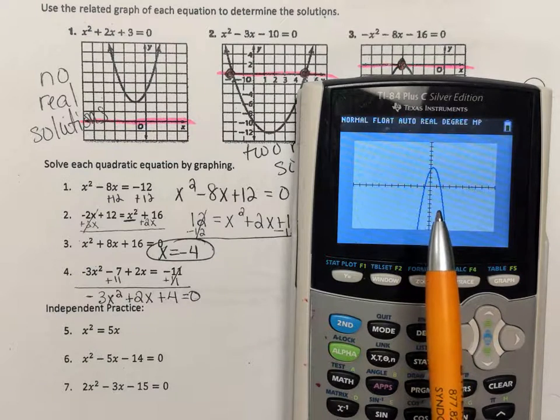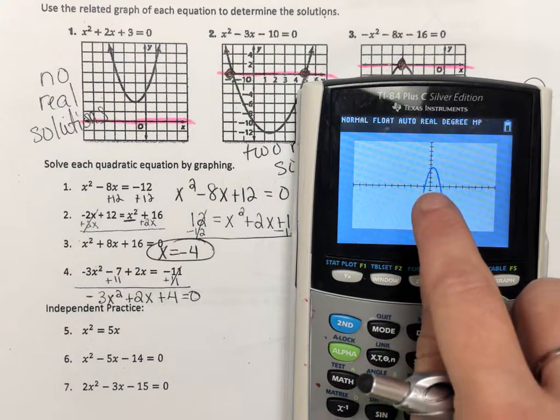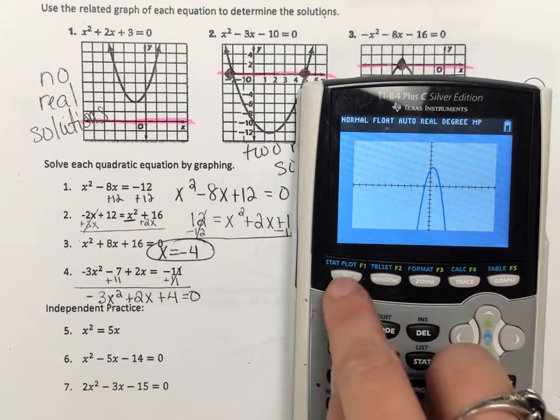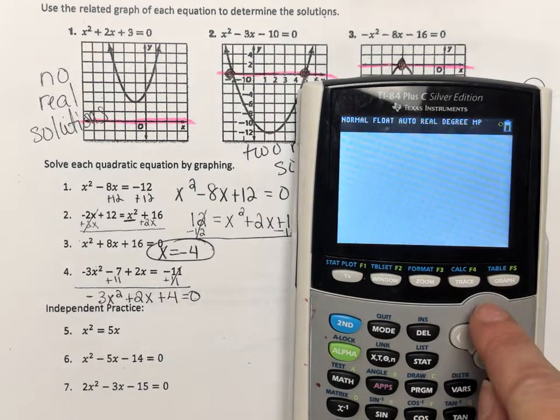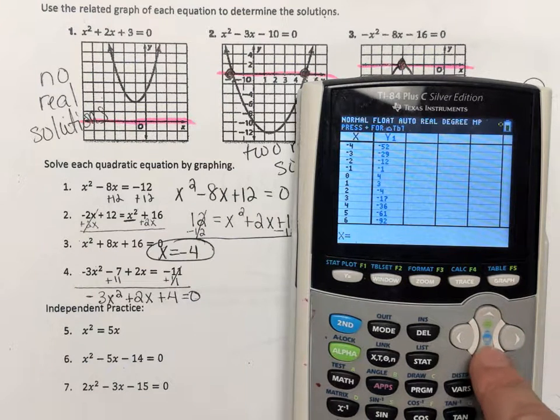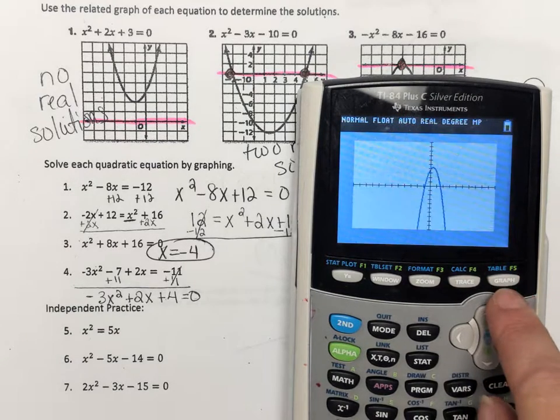You have to do what we did yesterday, okay? Because if you go to second table, this looks like it's at negative 1, right? So let's go to table and see what happens at negative 1. I don't get a 0 with negative 1. So that means it wasn't my answer. That means it's a decimal. So let's go back to graph. What we did yesterday is we found the x-intercepts, right?